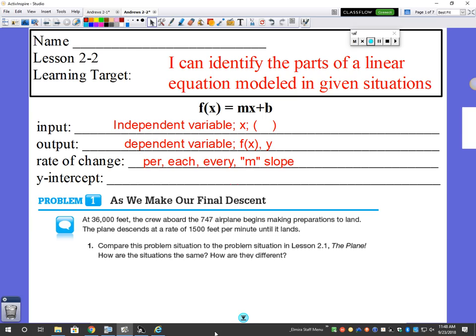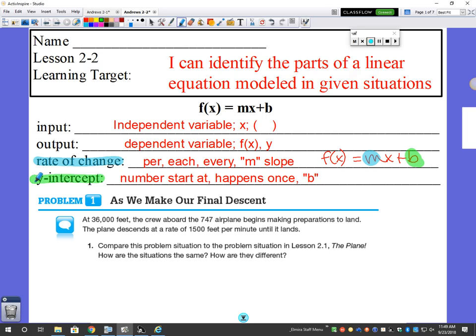Today the big add-in is y-intercept. It is the number that you start at. It happens one time, and it is represented by the letter b in y equals mx plus b, or f of x equals mx plus b. So m is your rate of change, b is your y-intercept, and they are numbers.